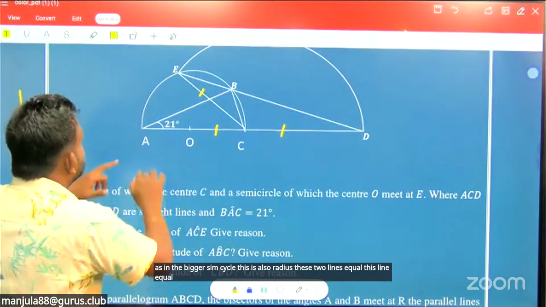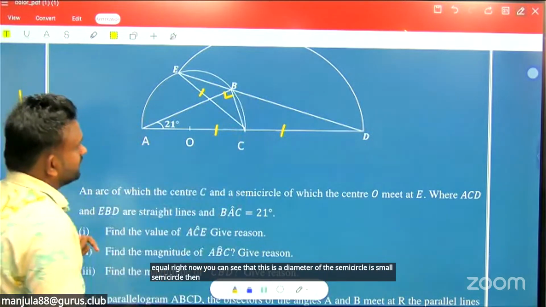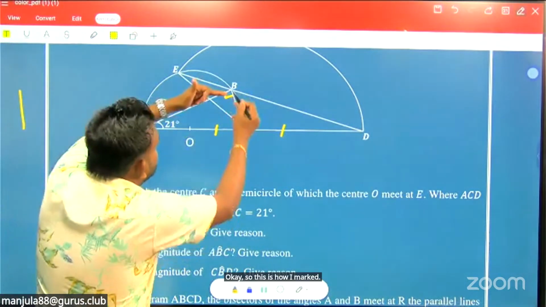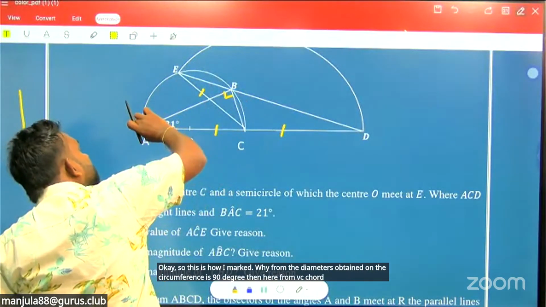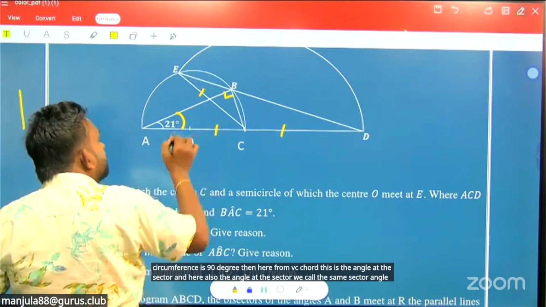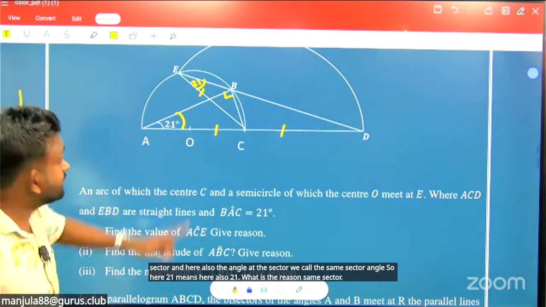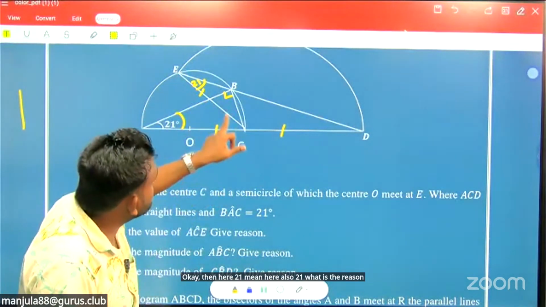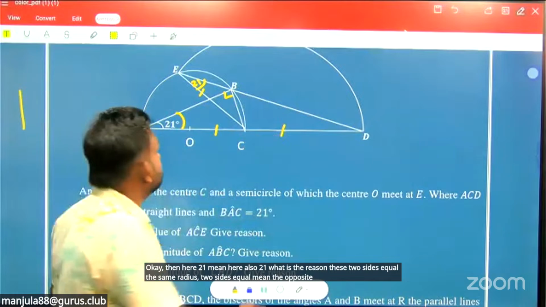Now you can see that this is a diameter of the small semicircle, then the angle subtended here is 90 degrees. So this is how I marked. Why? The angle subtended on the circumference by a diameter is 90 degrees. Then from chord BC, this is the angle at the sector, and here also the angle at the sector. We call it the same sector angle. So here 21 means here also 21. What is the reason? Same sector angle. Then here 21 means here also 21. What is the reason? These two sides are equal, the same radius. Two sides equal mean the opposite angles are equal. So here it comes as 21.